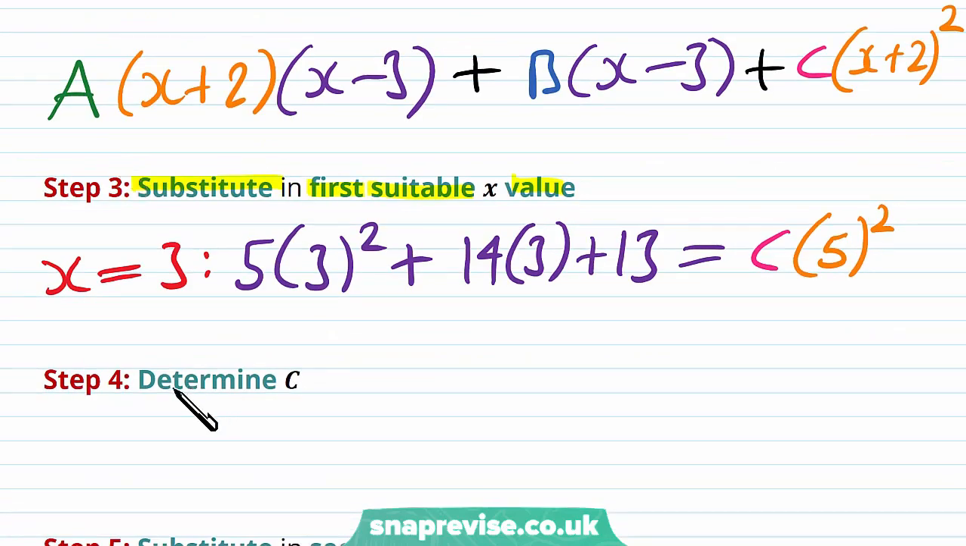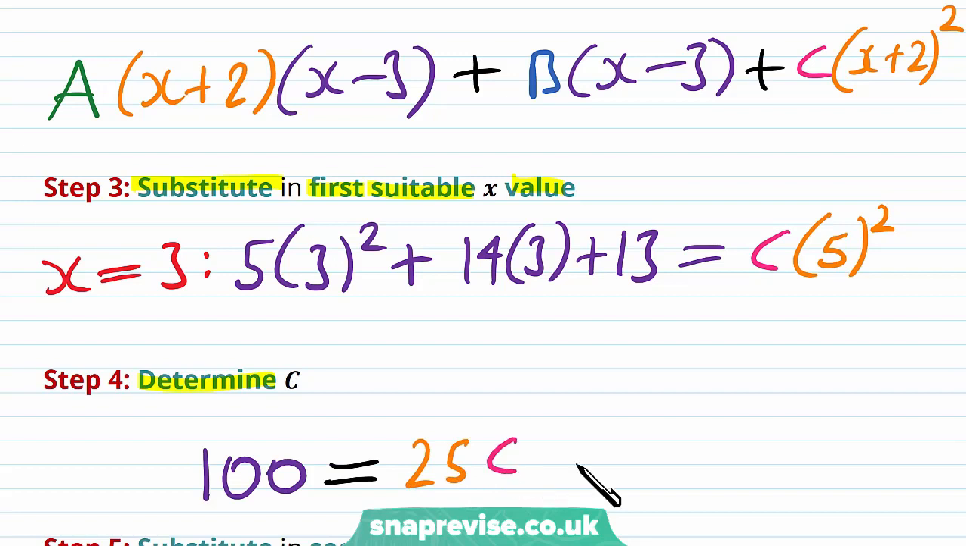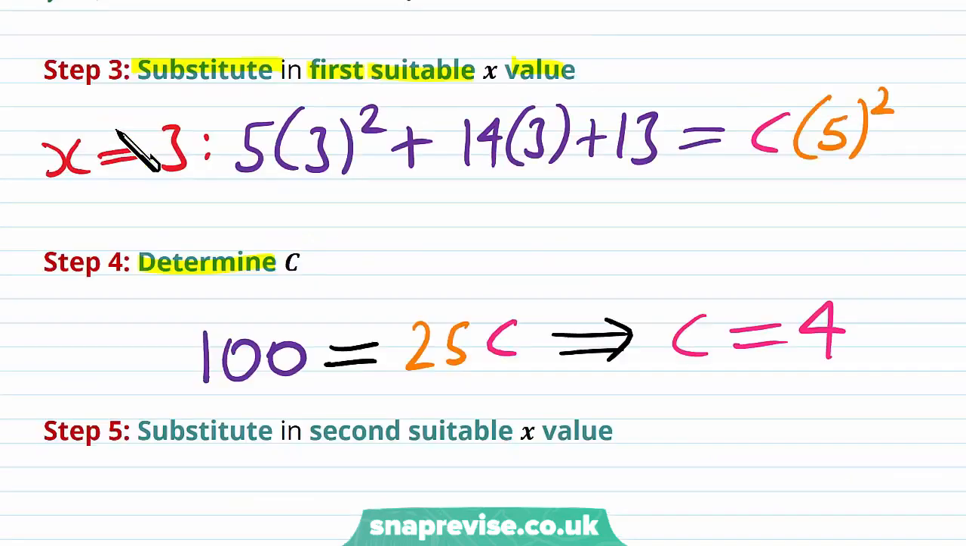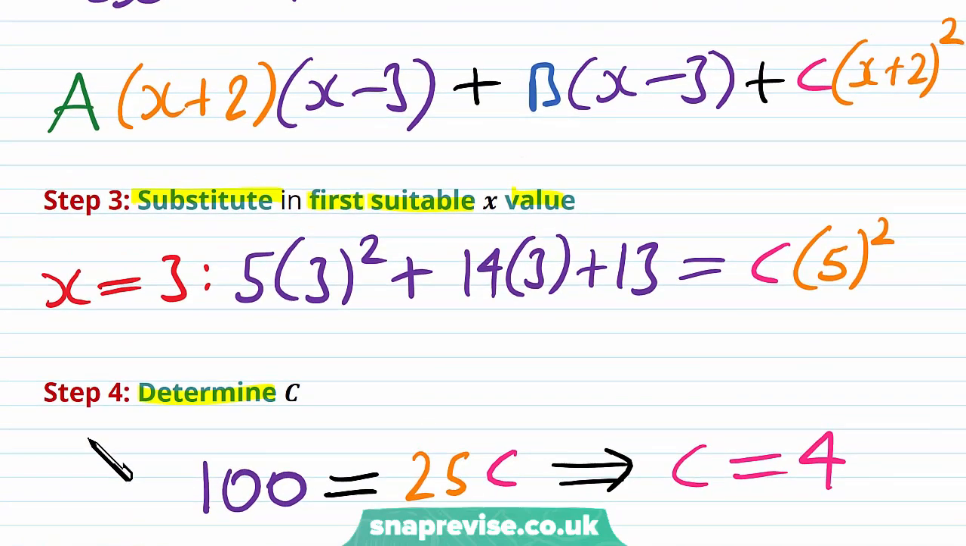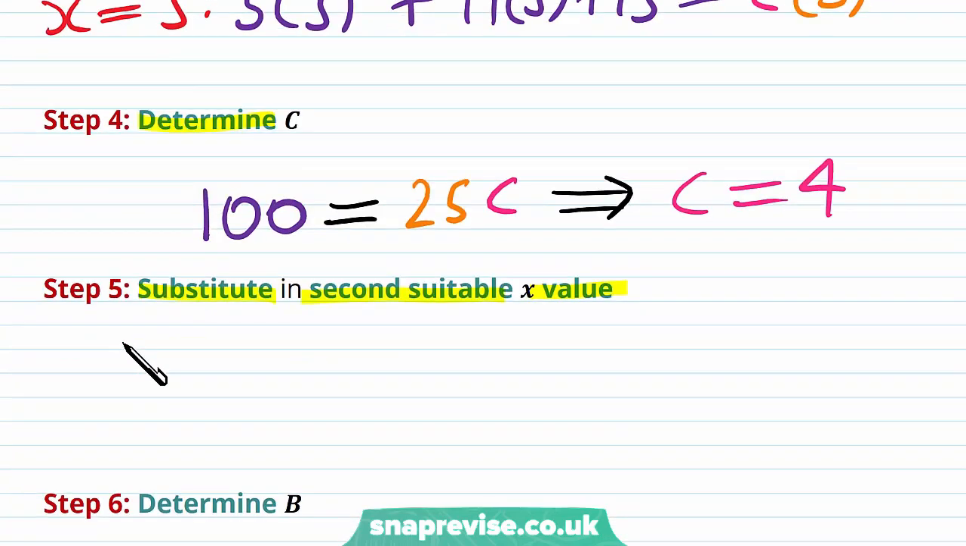Our fourth step is to determine C. The left-hand side becomes 100, and the right-hand side is 25C, and therefore we have our value of C as being 4. Our fifth step is to substitute in a second suitable x value. We've used x equals 3 already, so if we use x equals minus 2, we will cancel off both the A and the C term and be left with only the B term.